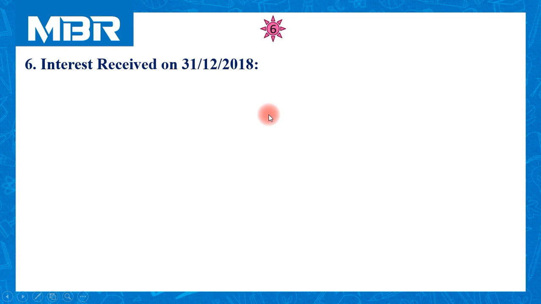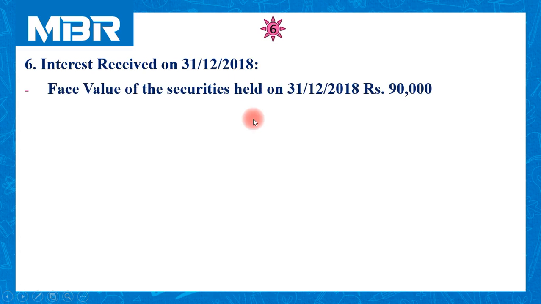Let us move to transaction number 6. It is related to interest received on December 31st, 2018. Face value of the securities held on December 31st is rupees 90,000. If you remember, at the time of preparation of the sequence of the transactions, we completed the calculation of the amount of securities held on December 31st. So simply you need to copy that 90,000 from the sequence chart.